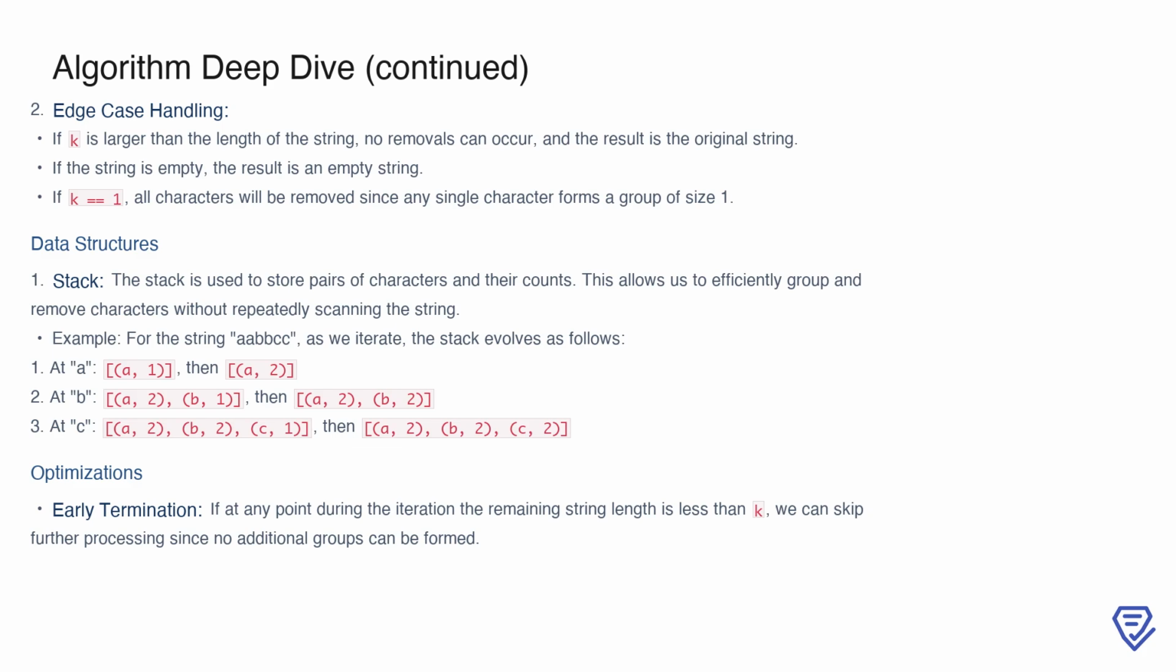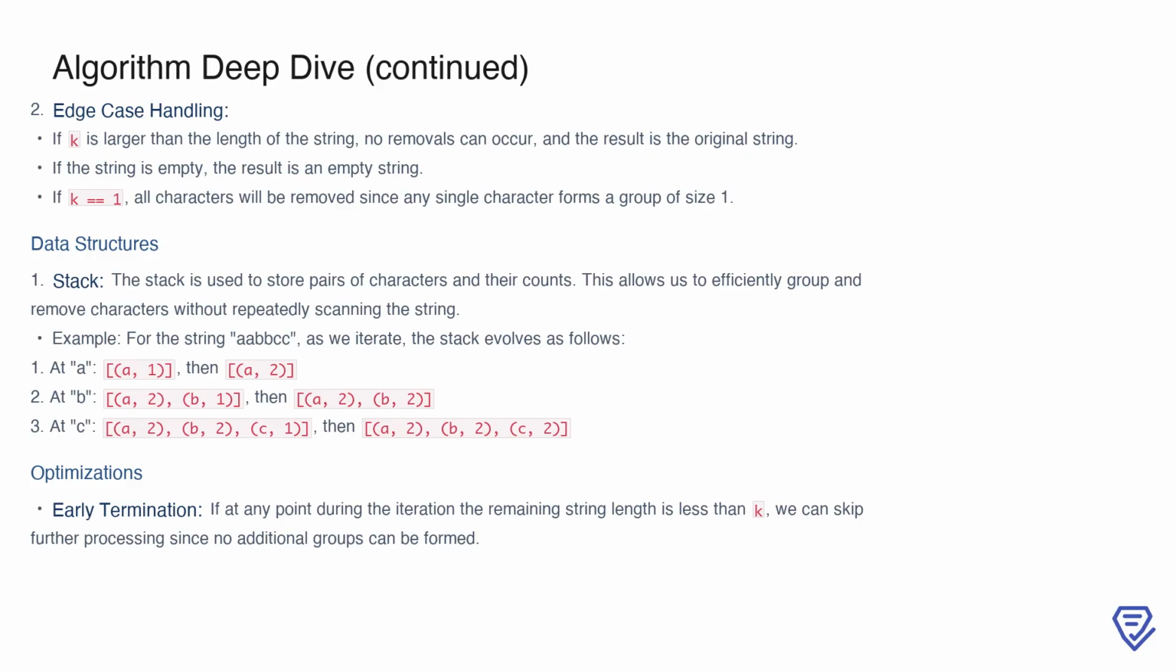Another interesting edge case occurs when k is equal to 1. Here, every single character forms a group of size 1, so the entire string will be removed, leaving an empty result. To implement this effectively, we rely on the stack data structure, which continues to store pairs of characters and their counts. The stack evolves as we iterate through the string.